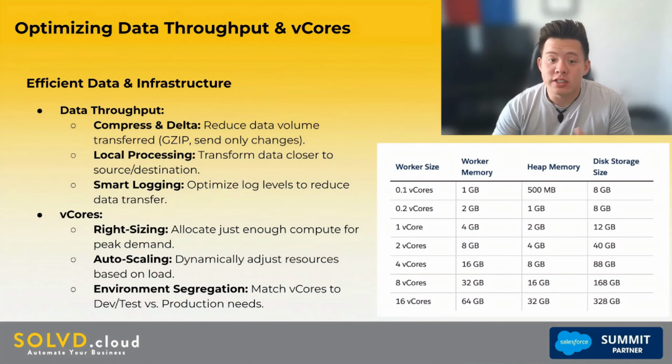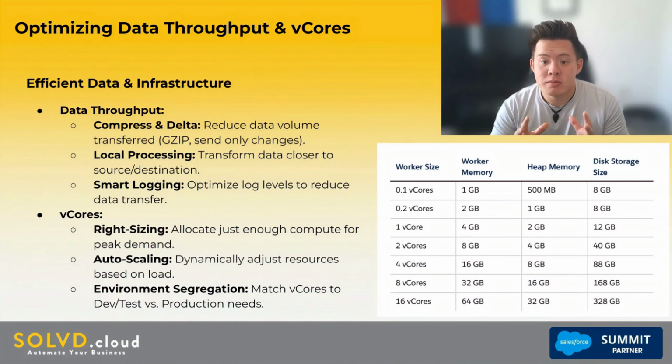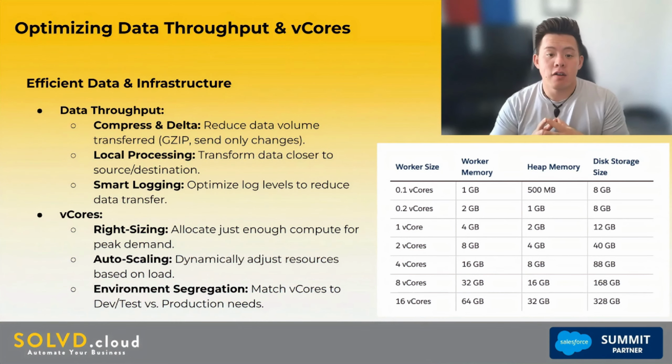For vCores, it's about efficient infrastructure, right sizing. Continuously monitor your applications' actual CPU and memory usage. Allocate just enough CloudHub worker size or Runtime Fabric vCores to handle your peak demand, avoiding paying for idle capacity.